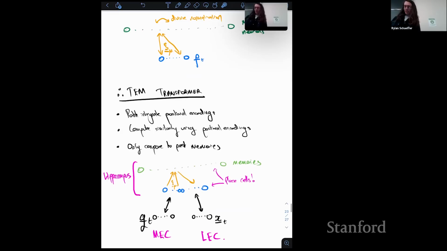TEM transformer, that's the job. It path integrates its positional encodings, which is kind of fun. It computes similarity using these positional encodings, and it only compares to past memories, but otherwise it looks a bit like a transformer setup. And here's the setup. We've got our MEC, LEC, hippocampus, and places.